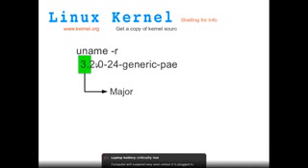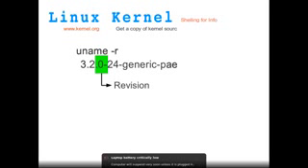There's a special numbering syntax they use, and the first number is called the major number, and the second number is called your minor number. And the minor number, if it's even, that means it's stable, versus if it's odd, it means it's more experimental, it's in a developmental stage. And the last number is the revision number.